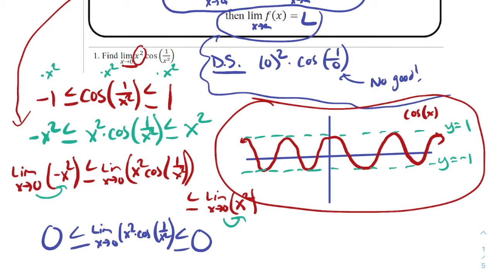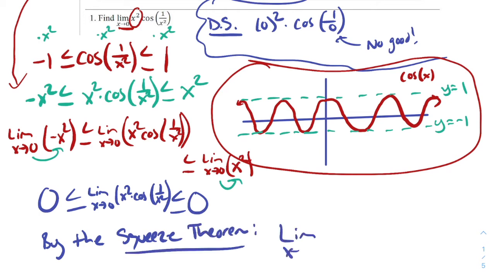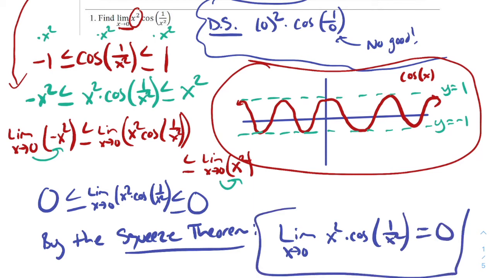We have successfully squeezed those outside parts together, which means if it's less than or equal to 0 and greater than or equal to 0, the only value that it can actually equal is 0. And so in conclusion, by the squeeze theorem, we know that the limit as x approaches 0 of x squared times cosine of 1 over x squared has to equal 0. That is the conclusion. That's the then part for our squeeze theorem.